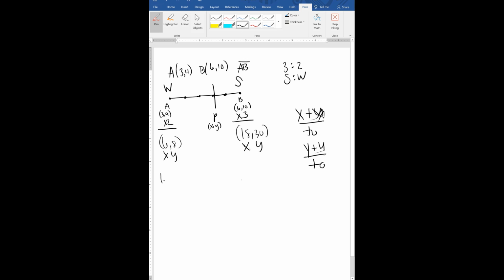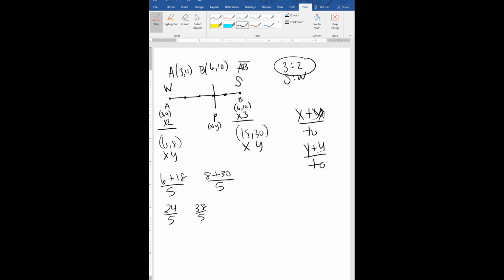So this is going to be 6 plus 18 divided by 5, because there's 5 total parts, and then it would be 8 plus 30 divided by 5, because there's 5 total parts there. So this would be 24 over 5. And this would be 38 over 5, and I don't care if they leave them like that or if they actually find the decimals.